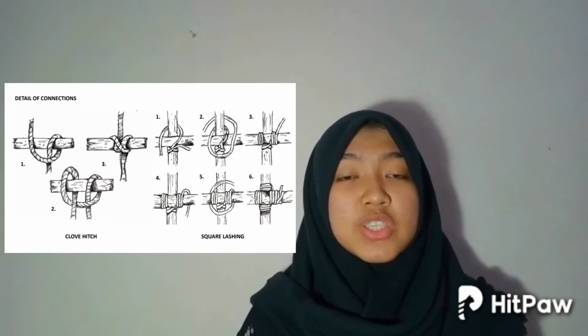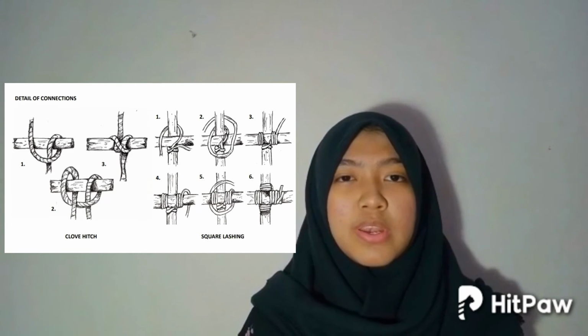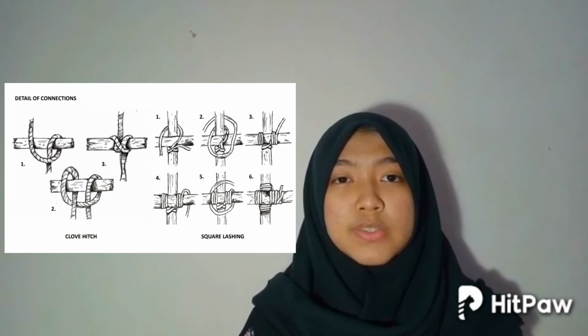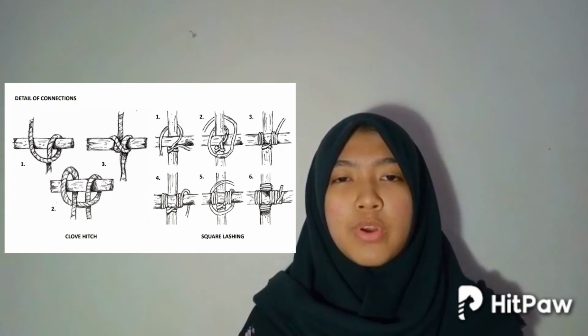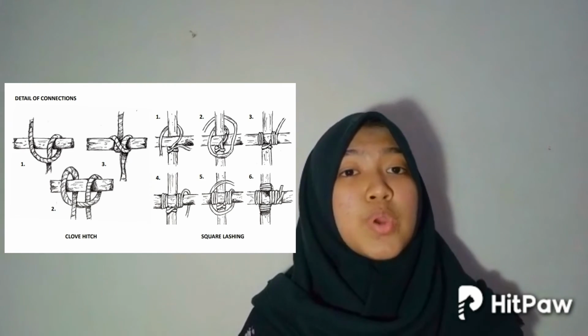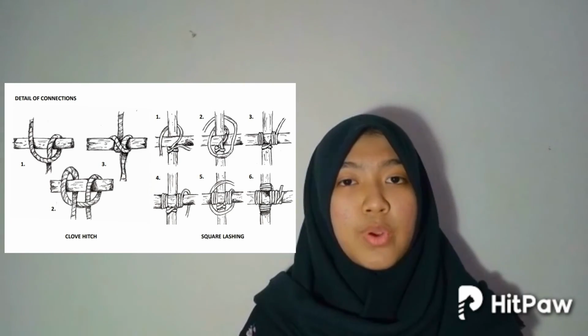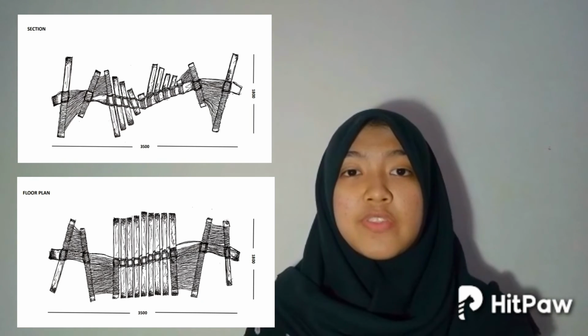For the connection, this model mostly used rope, and the techniques that were used are clove hitch and correlation method. The correlation method was used to connect or attach two timbers where the position is perpendicular, or right, at about 90 degrees, where the clove hitch was used to start and to end this correlation so it can be strong and stable. These are the drawings of the design, which contain the section and the floor plan.